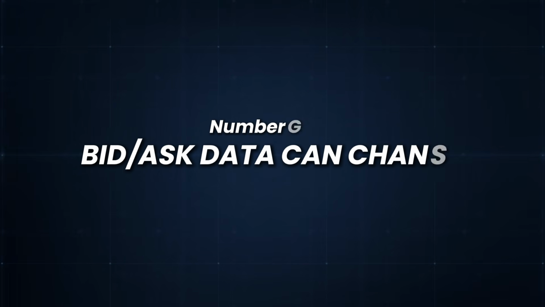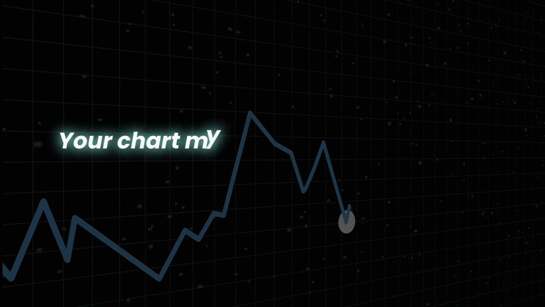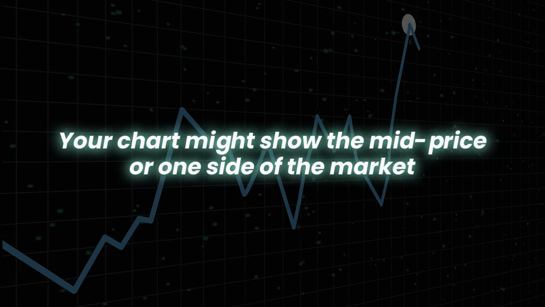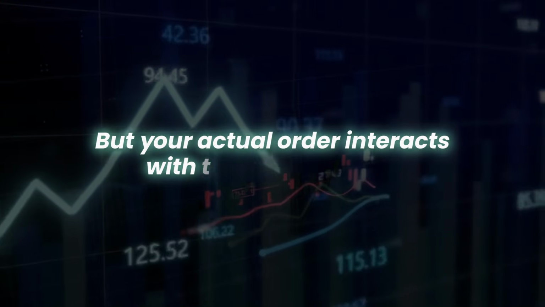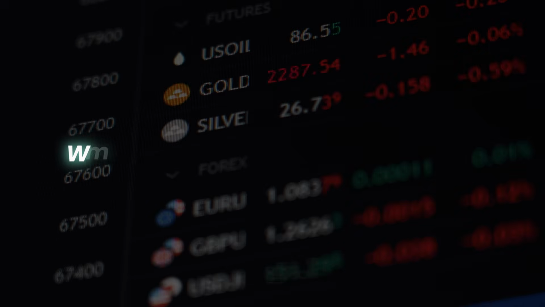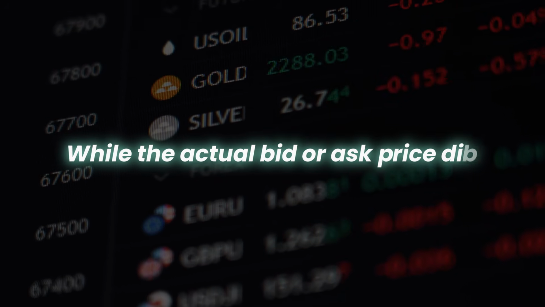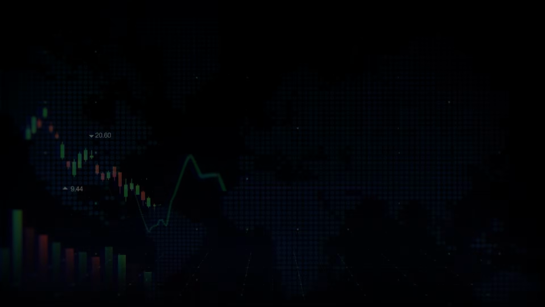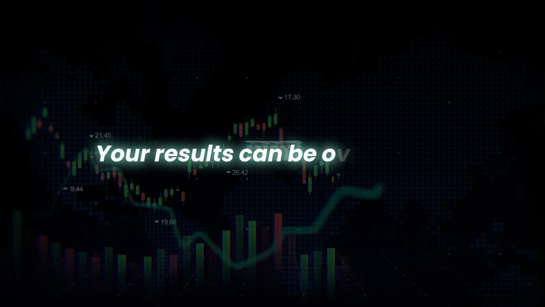4. Bid/ask data can change the result. Here's an easy one to miss. Your chart might show the mid-price or one side of the market, but your actual order interacts with the opposite side. That means a historical candle can appear to never touch your stop, while the actual bid or ask price did. If your backtest doesn't model both sides correctly, your results can be overstated.